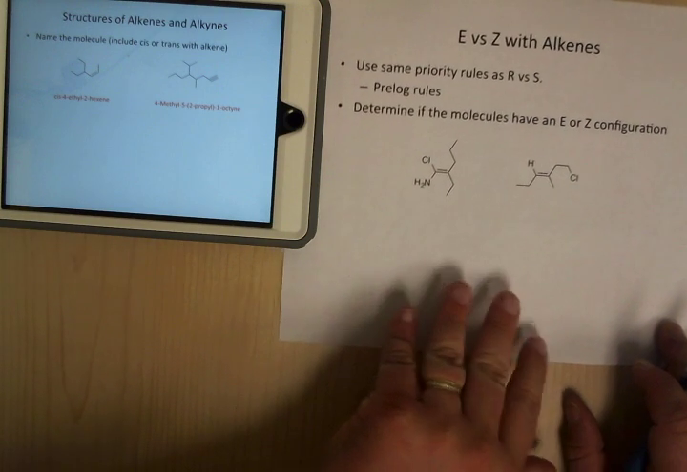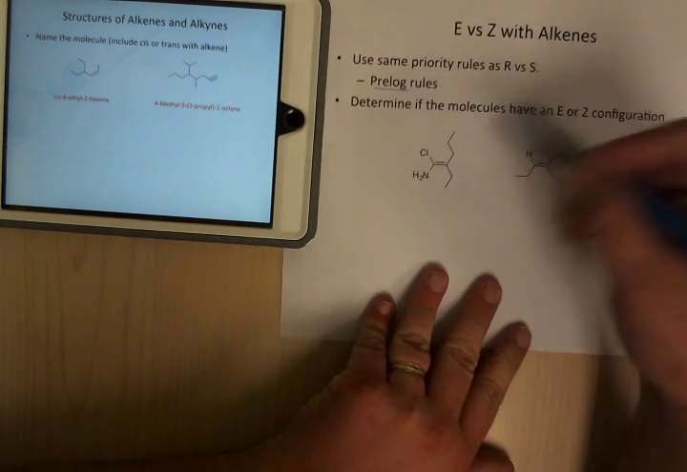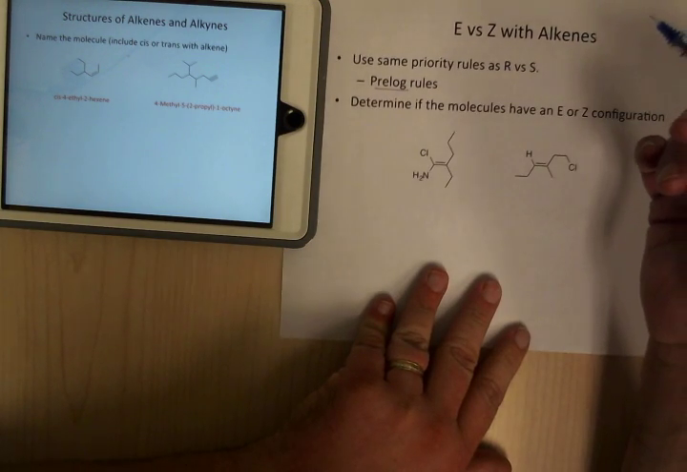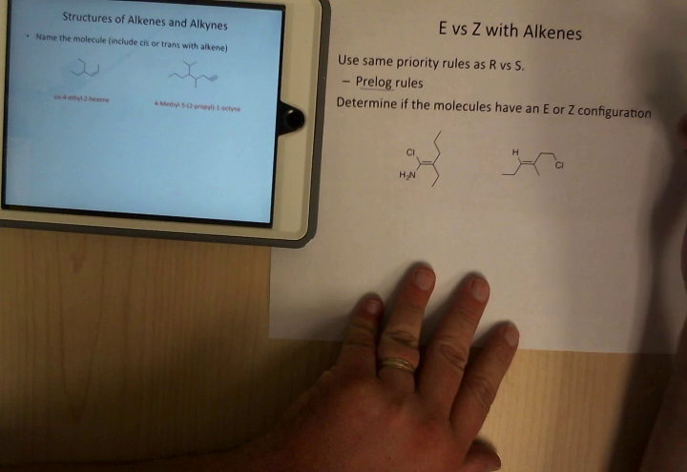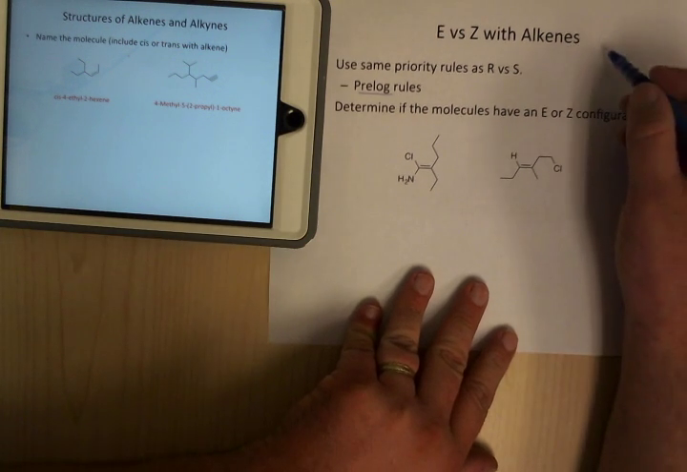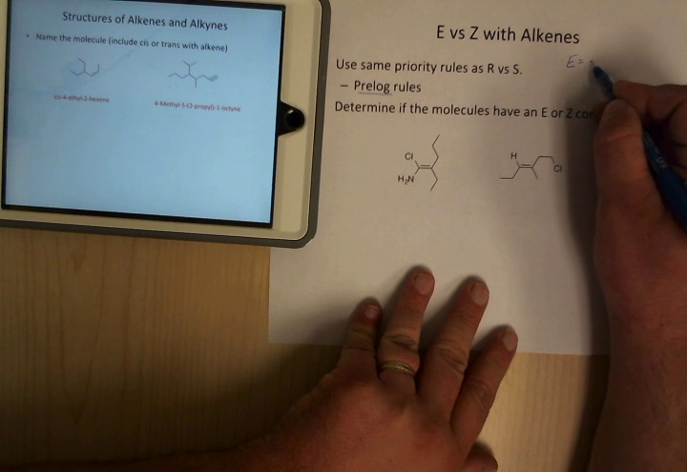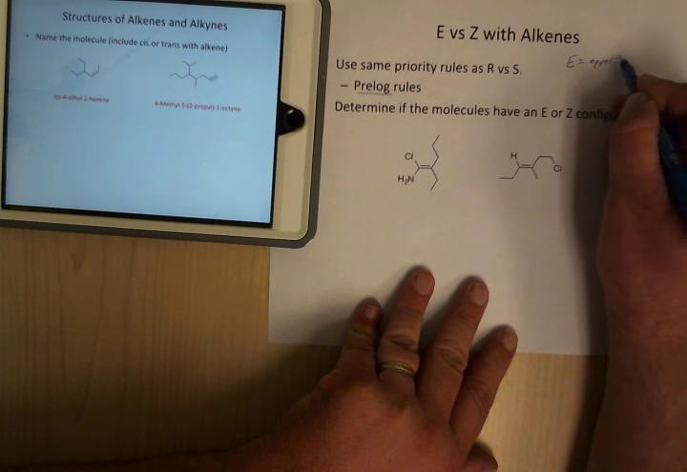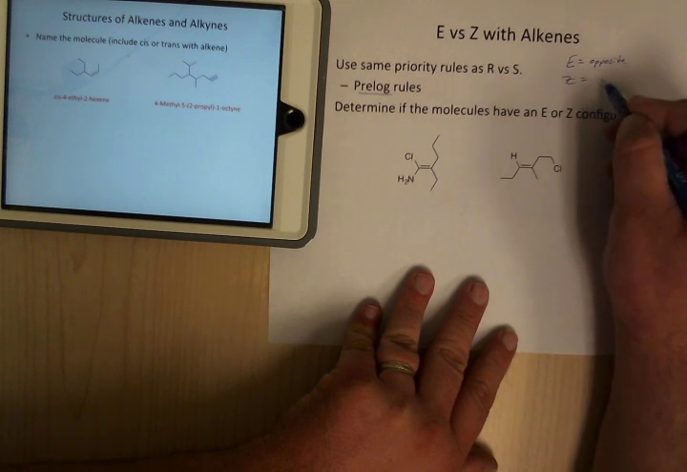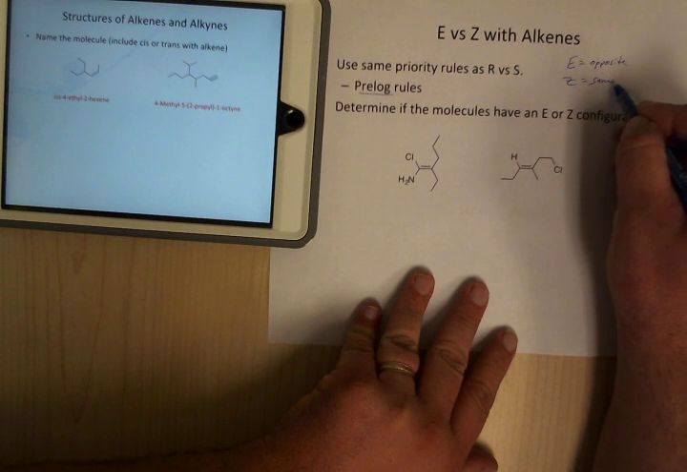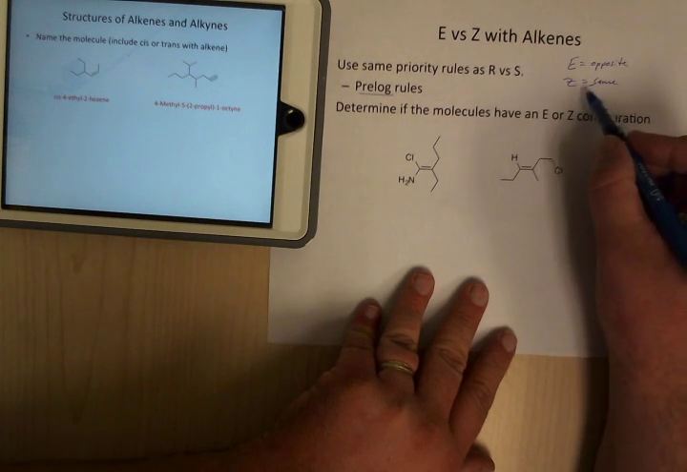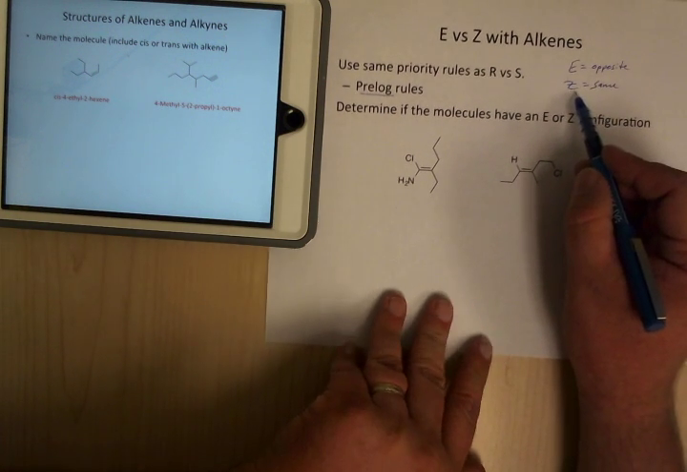Okay, E and Z. These Prelog rules are the same rules that we used for R and S. If you remember, E is opposite, and Z is same. In your worst German accent, you could say "on the same side."